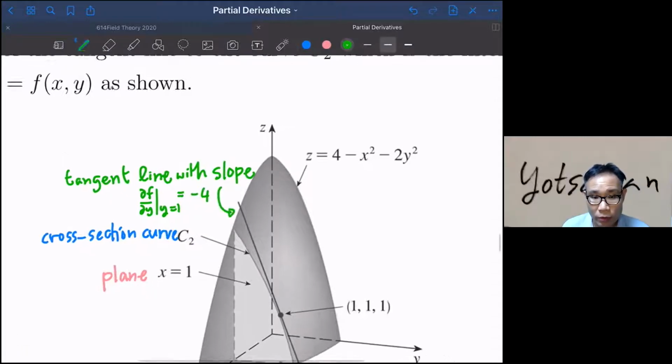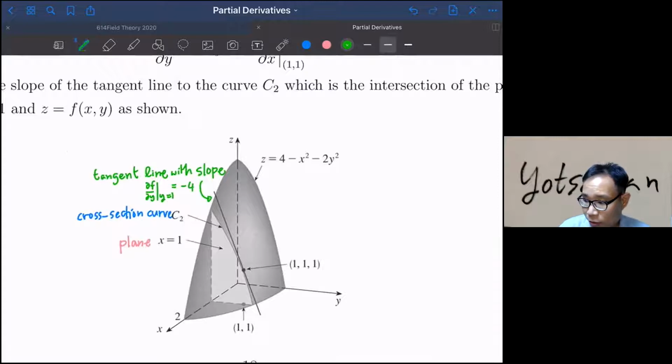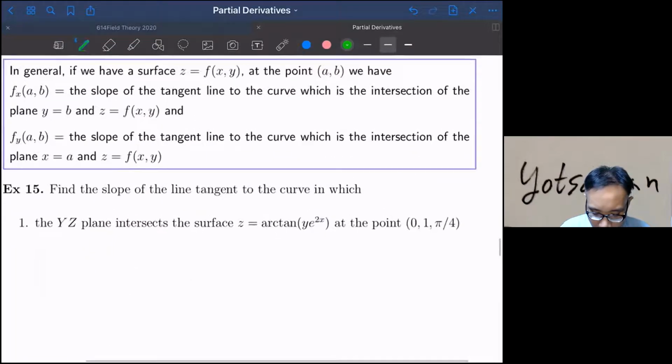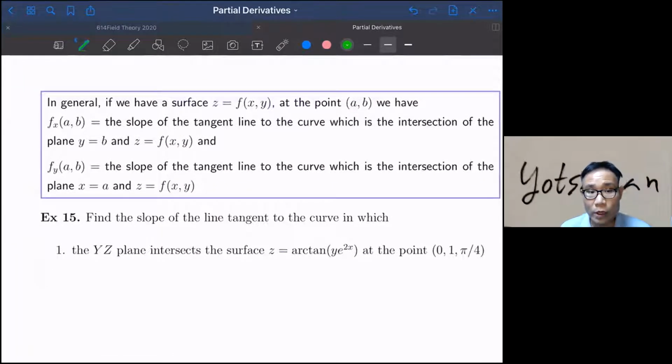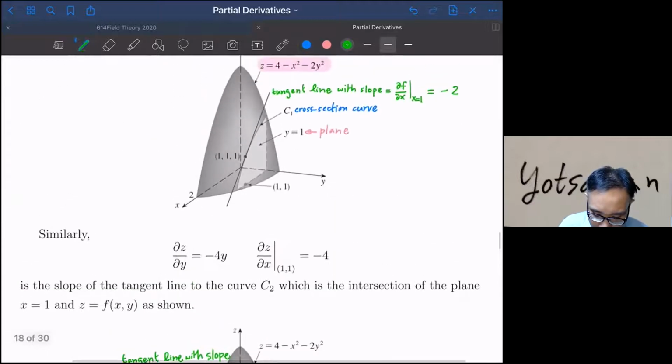Okay, so that is going to be the slope of the tangent line. The thing that we're going to do next is conclude that when you have the partial derivative with respect to x at (a, b), it means that it's going to be the slope of the tangent line to the curve, which is the intersection of the plane y equal to b and your surface z equal to f(x, y). Okay, so if you would like to see the picture, you can see it from this example.